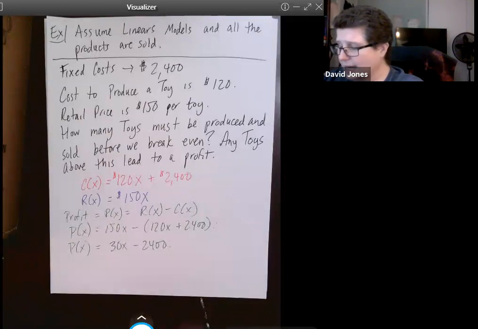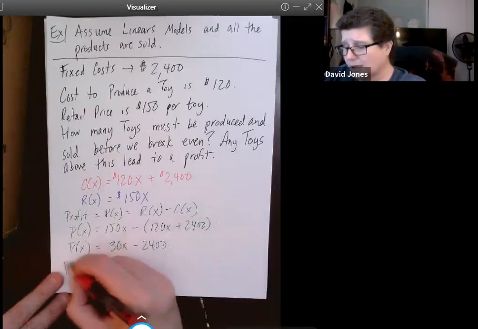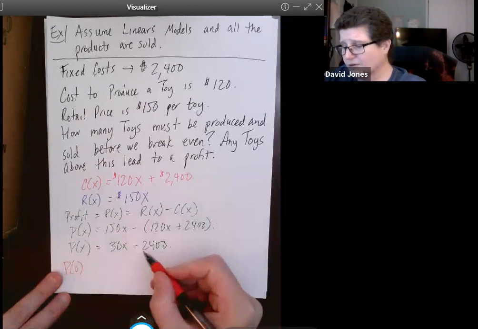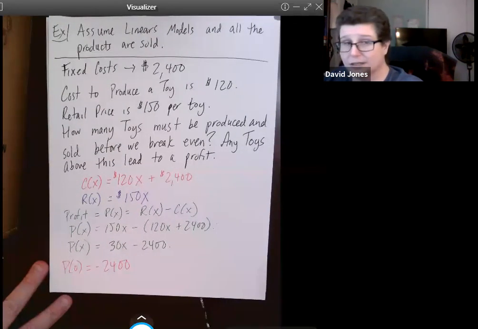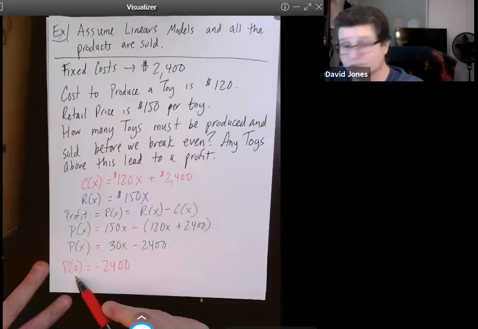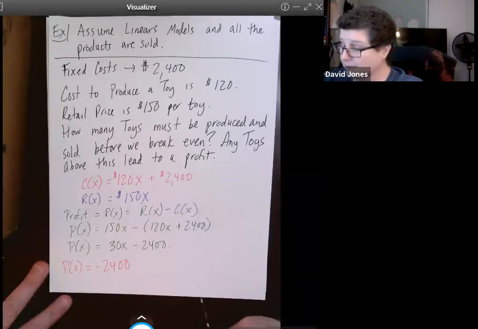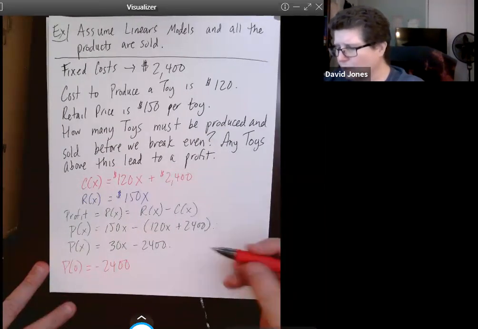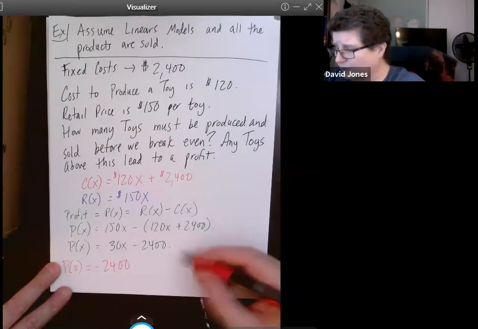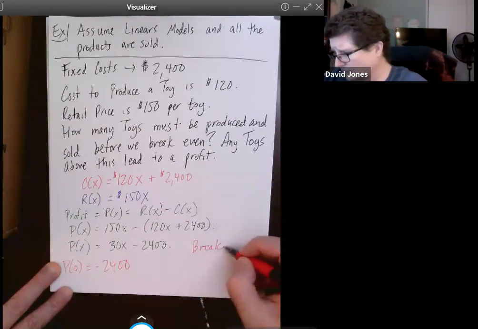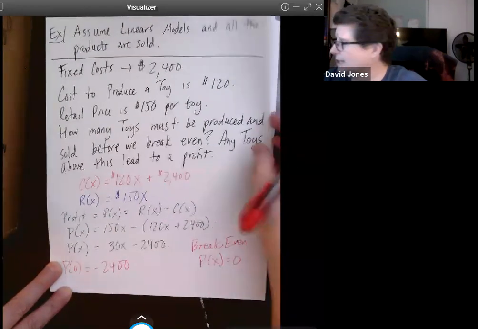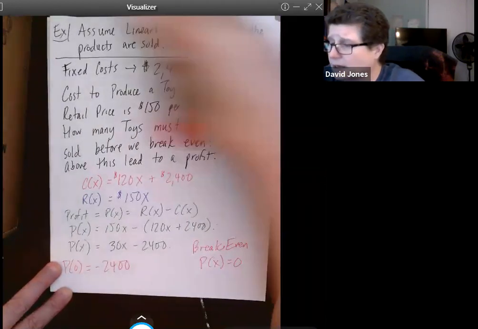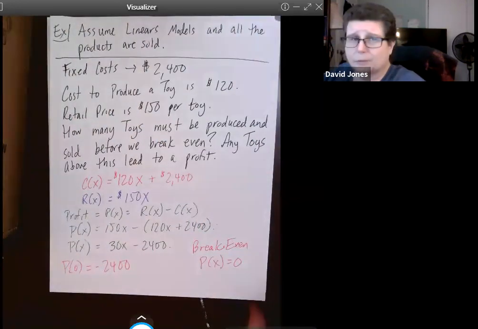What this is really saying, if I produce 0 items, 30 times 0 is 0, I'm out $2,400. I had to pay my rent, I had to pay my utilities, I didn't produce and sell anything, so I have a loss. The break-even point would be when profit equals 0. So let's look at that on the next page. Pause that if you need it up a little bit longer.